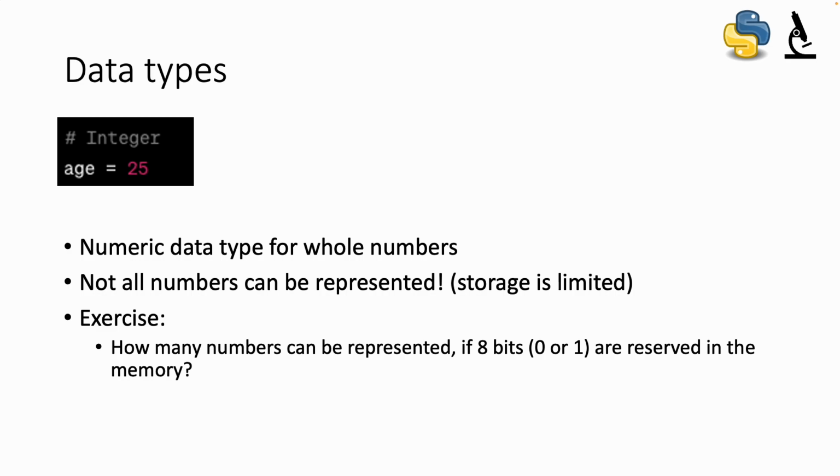Now an exercise for you. How many numbers can be represented if 8 bits are reserved in the memory? 1 bit is like a position in the storage, and it can store either 0 or 1. So how many numbers can be represented if each of these 8 bits can represent 2 values?